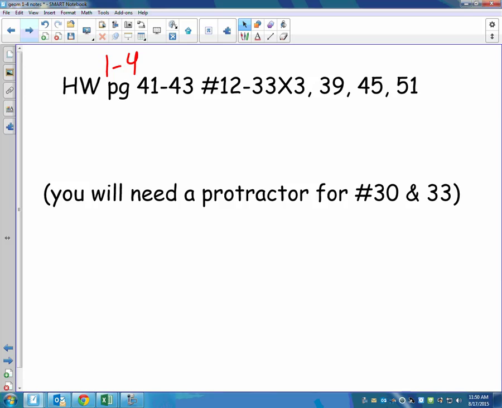Tomorrow we're going to go over this homework. We also can construct an angle and an angle bisector using our compasses and our protractors. We'll do that tomorrow. And we're going to review for our quiz tomorrow. So, big day.